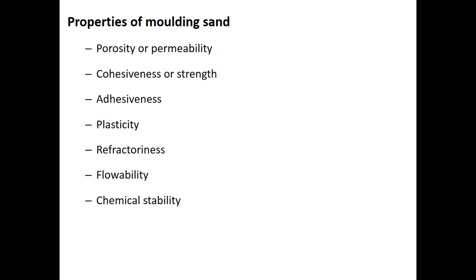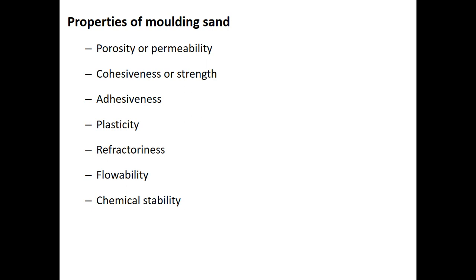Then another property would be refractoriness. What could refractoriness be? How are you making the casting? You are melting the metal, molten metal is made, and you are pouring it into the cavity. Please note that this molten metal will be at a very high temperature. If the melting point of the metal is very high, the molten metal you prepared will also have a high temperature.